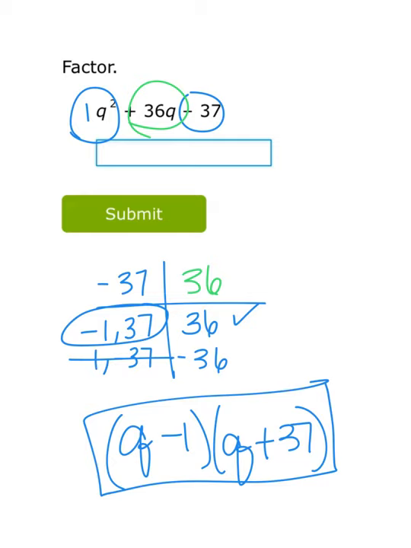Like I said, always, always, always check yourself. If you were to distribute this back out, make sure you would get exactly what you started with.